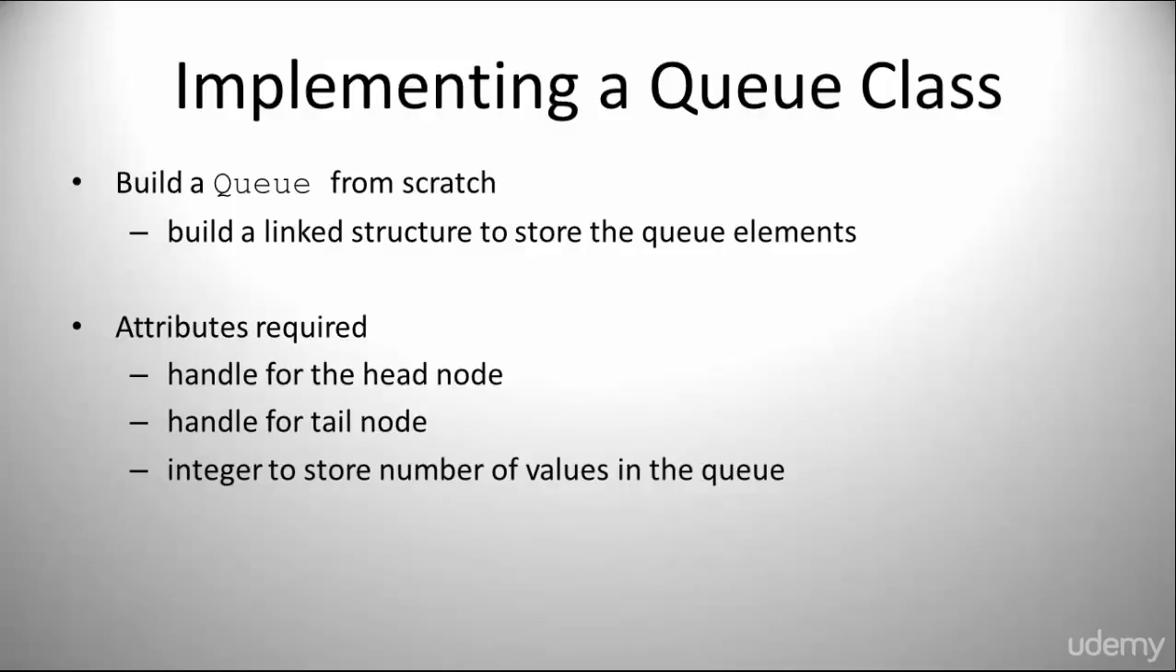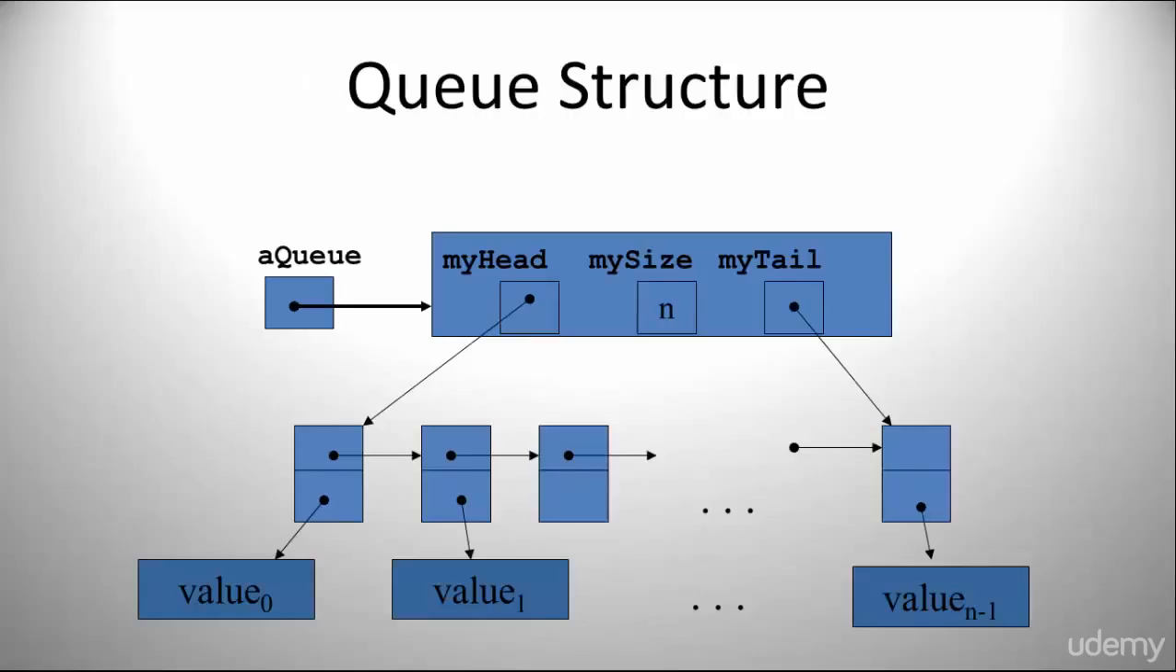We can build a linked structure to store the queue elements, and the required attributes are a handle for the head node, a handle for the tail node, and an integer to store the number of values in the queue. Here we have a queue structure. We also have myHead, mySize, and myTail, which all branch off to other sections of the code, as you can see in this diagram.